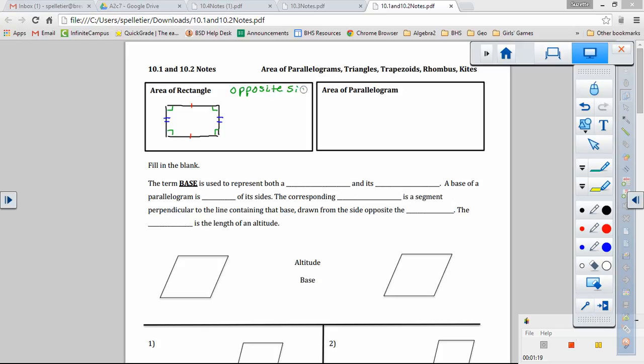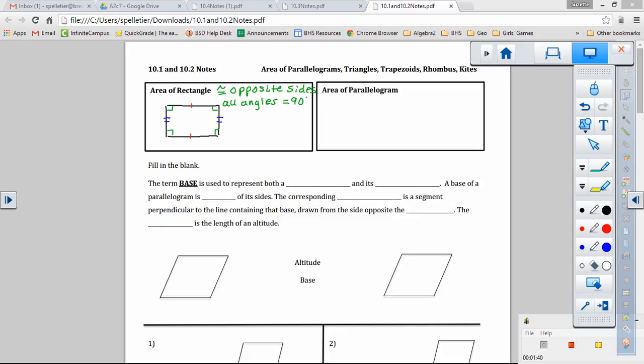Opposite sides are congruent, and all angles are 90 degrees. So all four angles are right angles. So congruent opposite sides and right angles.